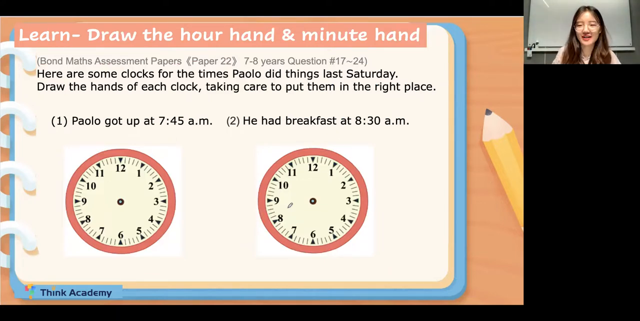Okay, let's read the question. Here are some clocks for the times Polo did things last Saturday, and we need to draw the hands of each clock, taking care to put them in the right place. Okay, if we need to draw the hands, firstly, we need to know what the time is. For the first time, it will be 7:45.